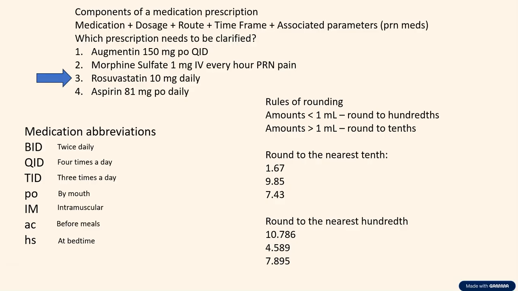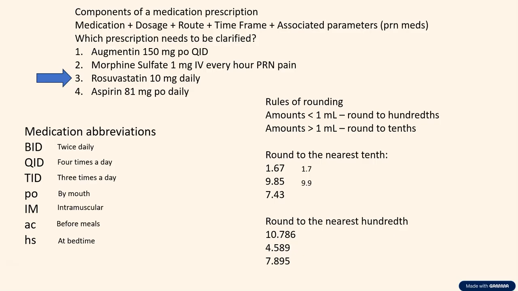On the right side of the page, remember your rules of rounding. Generally, most questions are going to have the rules attached to the question. However, the general rule of thumb is if the amount is less than 1 milliliter, you will round to the nearest hundredth. If the amount is greater than 1 milliliter, you will round to the nearest tenth. In the first section, take a minute to round each number to the nearest tenth. The first answer is 1.7. The next one is going to round up to 9.9.